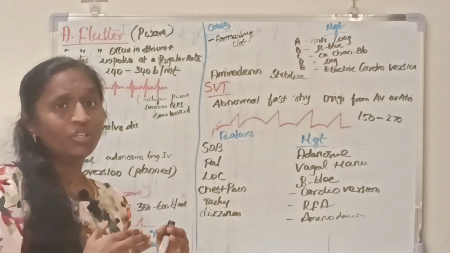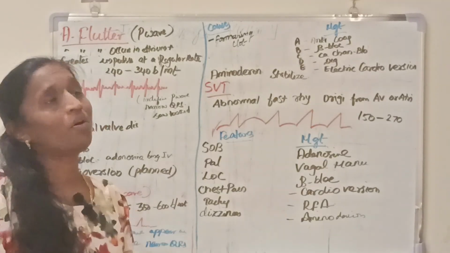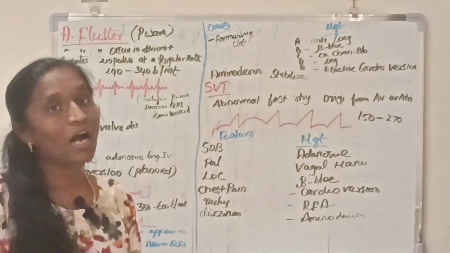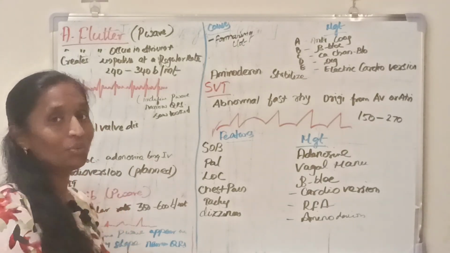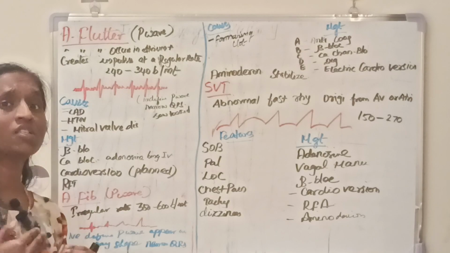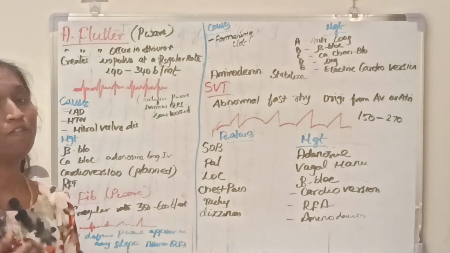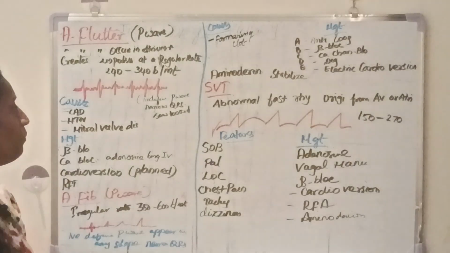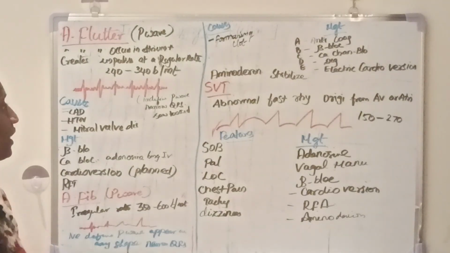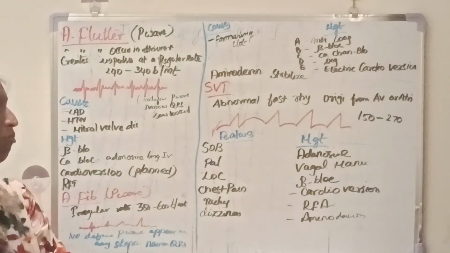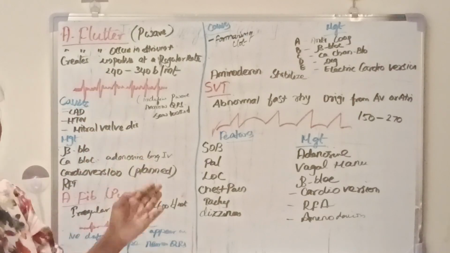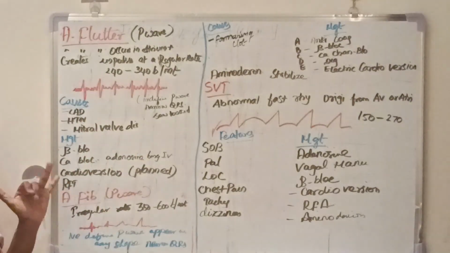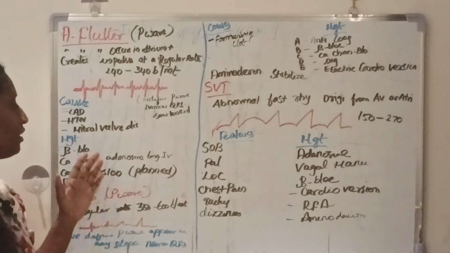Otherwise we call it a sawtooth appearance of the P wave, which is there in atrial flutter. Here the heart rate will be 240 to 340 beats per minute. In which conditions does it occur? It occurs in CAD, hypertension, and mitral valve disorders.